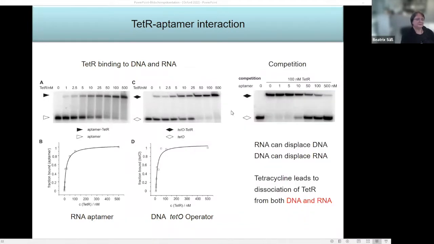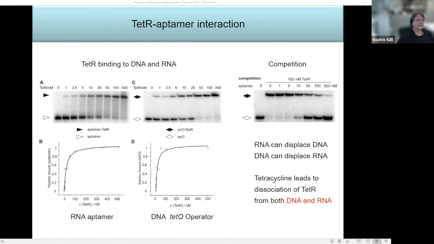Another cool thing was that there is a competition between DNA and RNA. If you have your DNA and you add the protein, then you can shift the DNA. Then if you add increasing amounts of aptamer, you can compete with this DNA binding of TET-R. So the RNA can displace TET-R from the DNA and vice versa. You can do these experiments the other way round, too: the DNA can also displace the protein from the RNA.